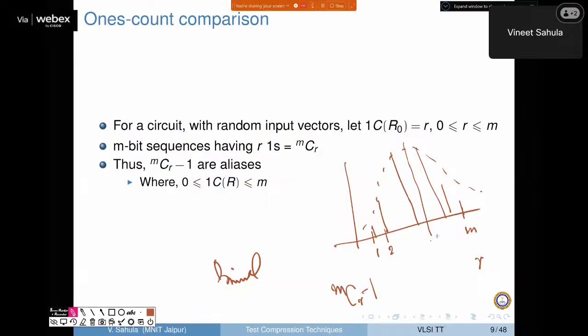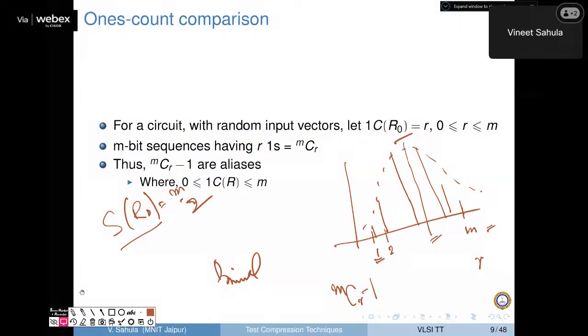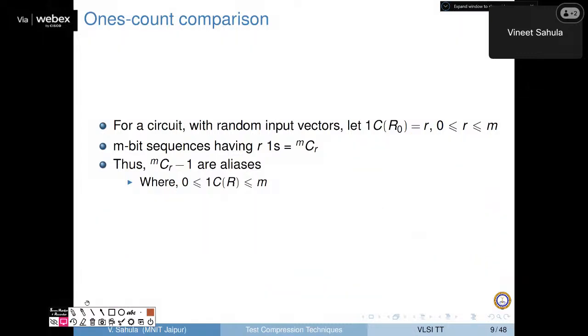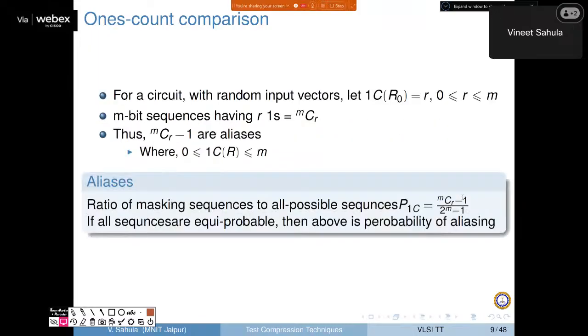So when your signature is approximately m by 2, your probability of aliasing is maximum. And if your compressed signature has a number of ones that is either very high or very small, the probability is very small. That we have to keep in mind. Right? Fine. If you understood this, we can go ahead very quickly now.